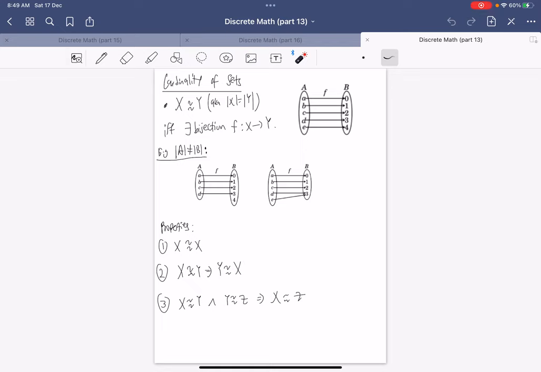And if you recall our chapter on relations, this is known as reflexive, symmetric, and transitive. And so you can actually form an equivalence relation using the equinumerosity symbol.